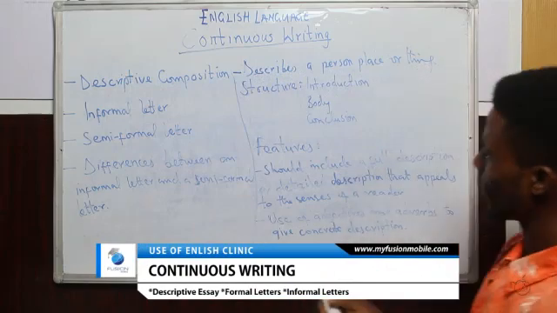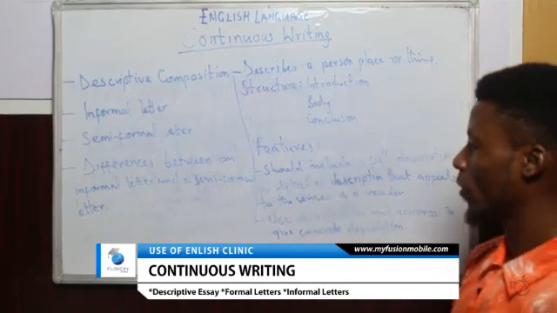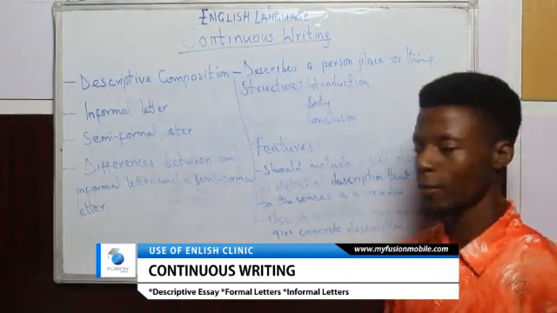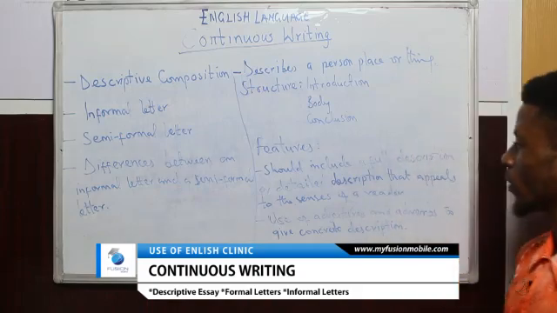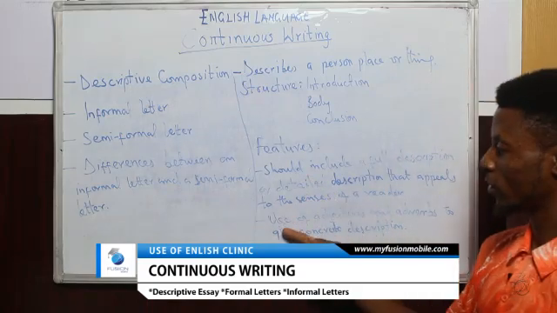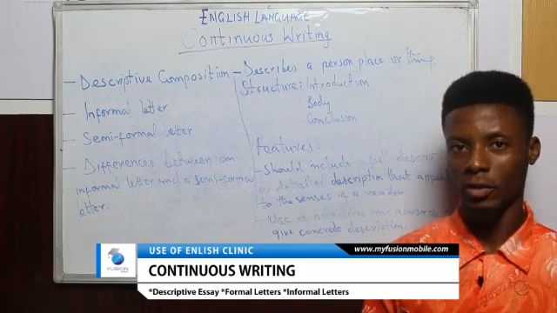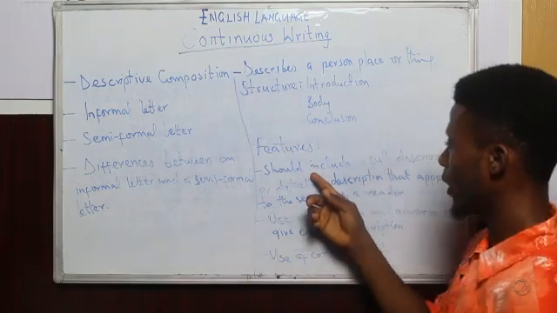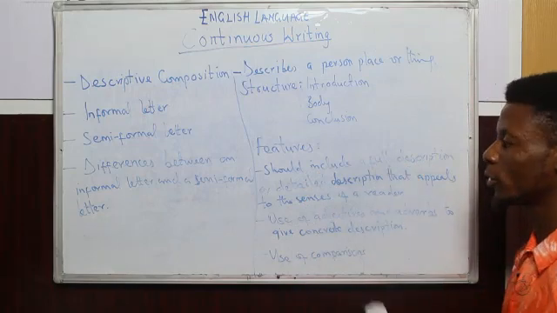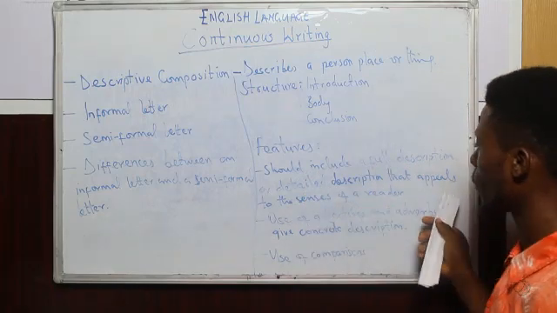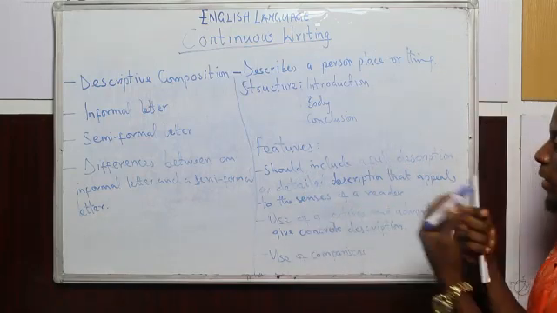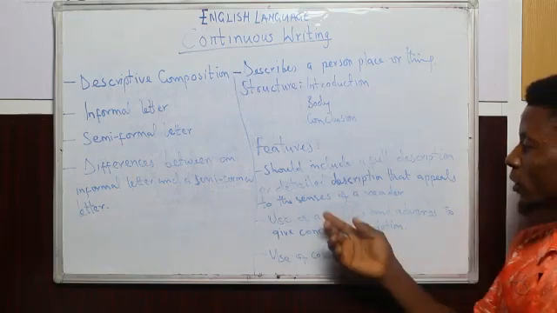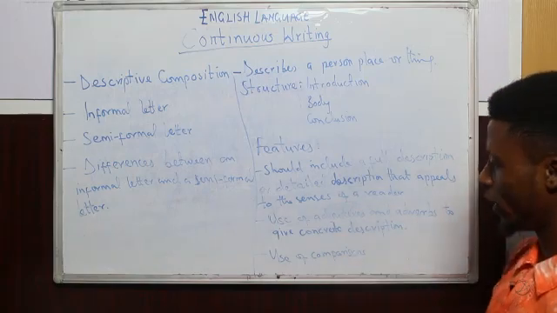Now, let us discuss the features of a descriptive composition. Here are listed the features that a descriptive composition should have. The first one says it should include a full, detailed description that appeals to the sense of a reader.